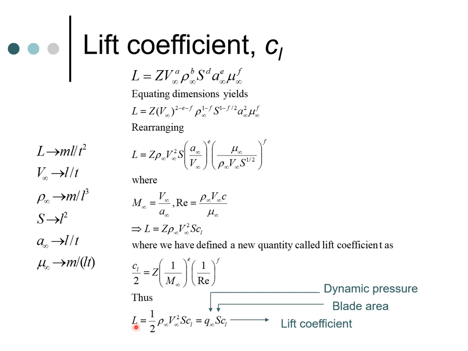Now what we do is we can write L is half rho V square S CL. So this is the equation you are going to very frequently see as far as aerodynamics is concerned. And again, realizing that half rho V square is nothing but the dynamic pressure, I can write L as Q infinity S into CL. So it is dynamic pressure into the area of the section you have. If it's a rotor blade, it is the area of the blade. If it's a wing, it's the area of the wing. And then we have the lift coefficient. So if you are asked a question, how would you determine the lift coefficient? You could say that you could calculate the lift and you could divide it by Q infinity S, and that would give us the lift coefficient value.